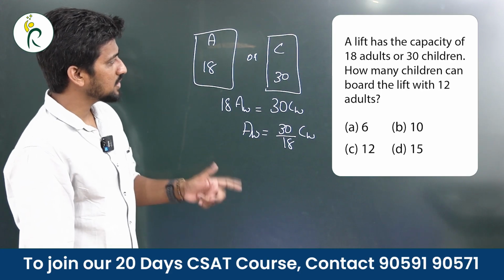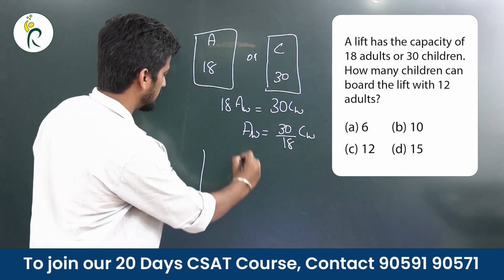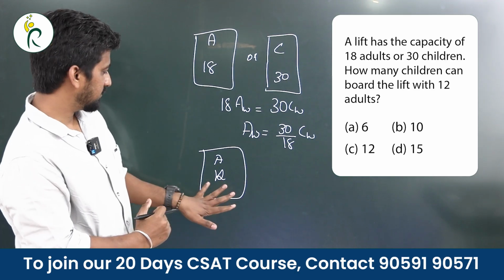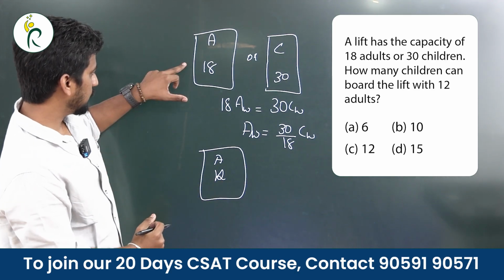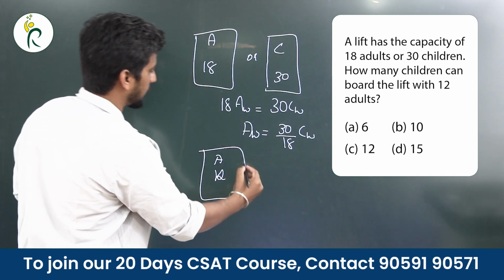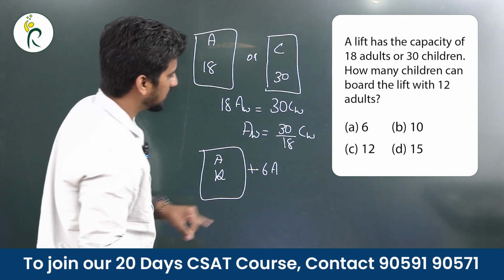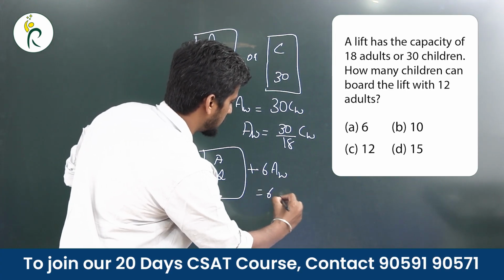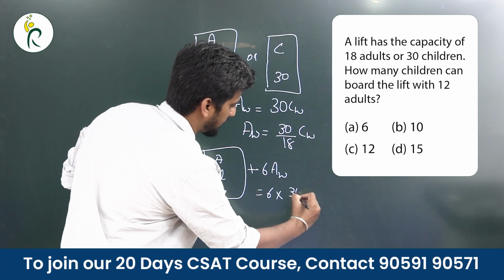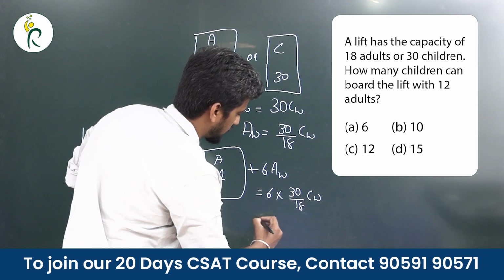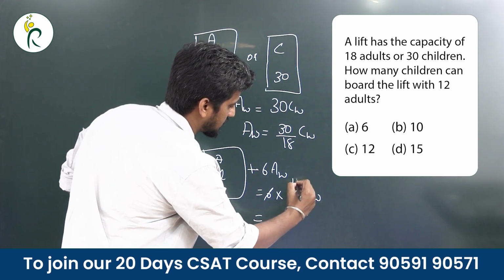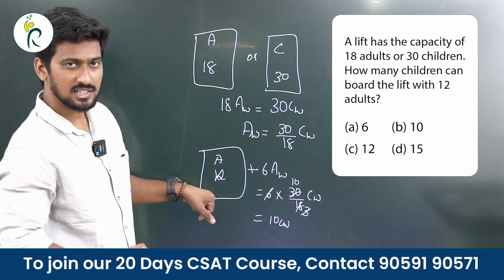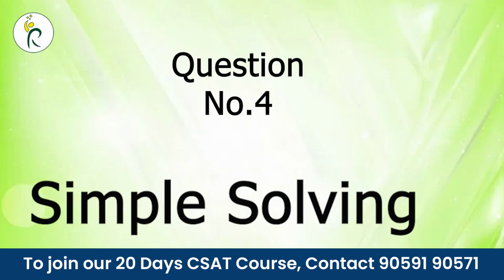The question says, how many children can board the lift with 12 adults? Now, there are 12 adults. So from here we can say, if there are 12 adults, I can still accommodate 6 adults. But I want this adults' weight in the format of children. So if I convert adults' weight into children's weight, we know an adult's weight is 30 by 18 times a child's weight. 6 3s are 18, 3 10s are 30. So further I can accommodate 10 children with 12 adults in the lift. So the answer will be B.